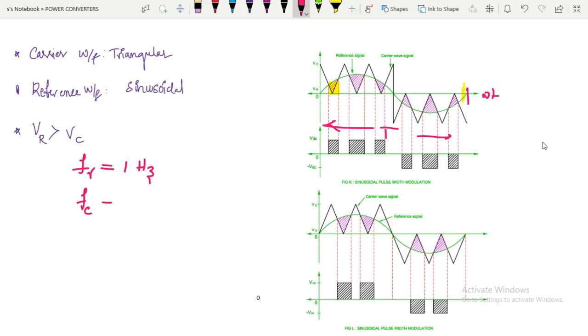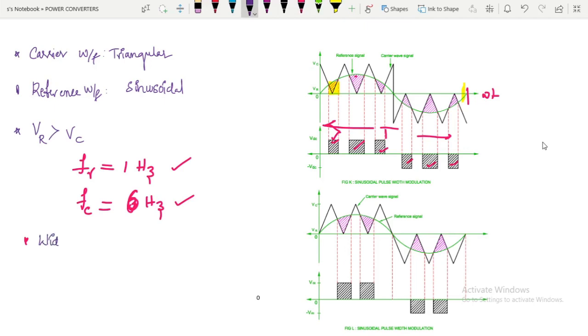Coming to the frequency of the carrier waveform, here we are getting 3 pulses for half a cycle, so that will be 3 hertz. For the total full time period it has 6 cycles, 6 hertz. So if you observe here, the carrier frequency is higher compared to the reference frequency. Whenever Vr is greater than Vc, we get a pulse here, and you can see that the width of each pulse is different.